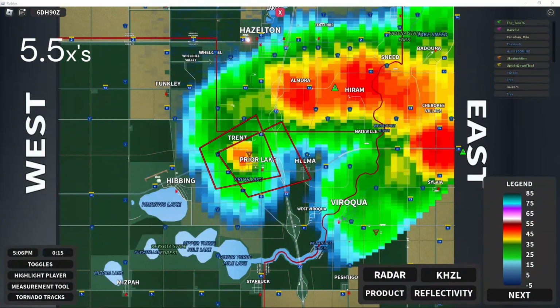Think of it like that. Red is good, red is coming towards you, or not red, I'm sorry. Green. Green is good. Green is coming towards you. Red is going away.